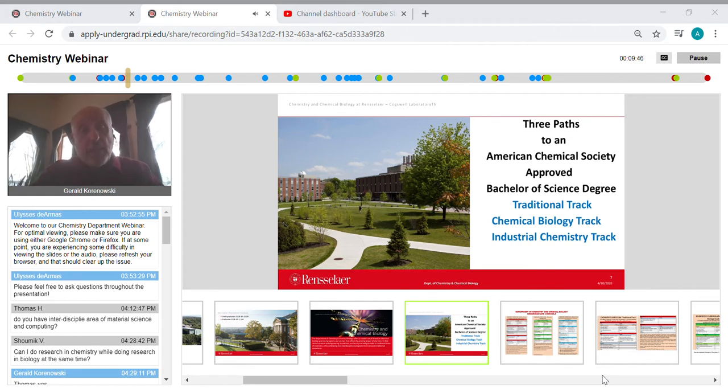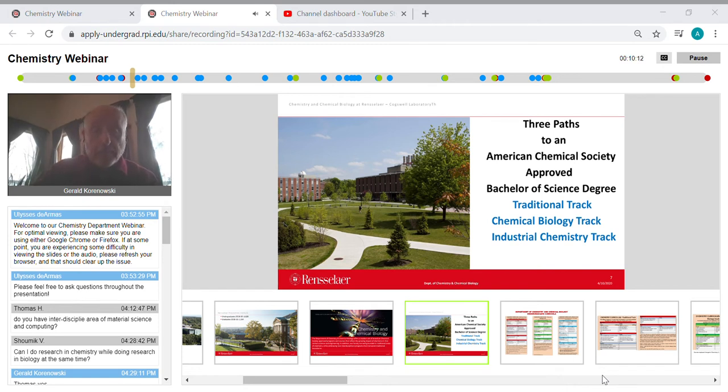All right. Now, an interesting part about our program is that we have three paths that lead to what we call an ACS-approved Bachelor of Science degree. The American Chemical Society puts down pretty strict standards on what they will approve as an acceptable bachelor's degree in chemistry. So we've got it now.